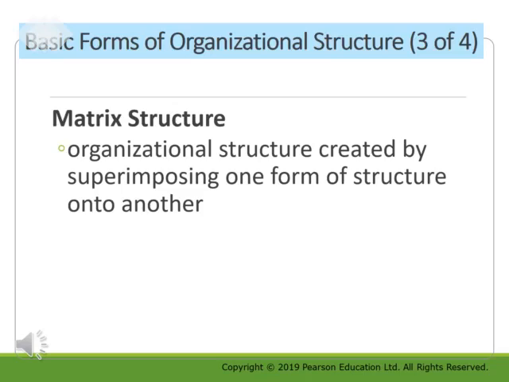The third basic form of organizational structure is the matrix structure. What is matrix structure? It is an organizational structure created by superimposing one form of structure onto another. In the simplest words, it is a combination of two separate structures: one underlying permanent organizational structure, then an additional organizational framework on top of that one. This structure enables the firm to be highly flexible and adaptable. Most organizations nowadays are applying this matrix structure.